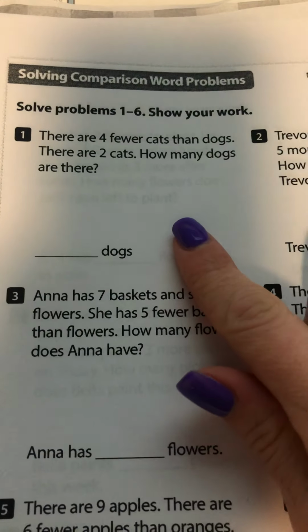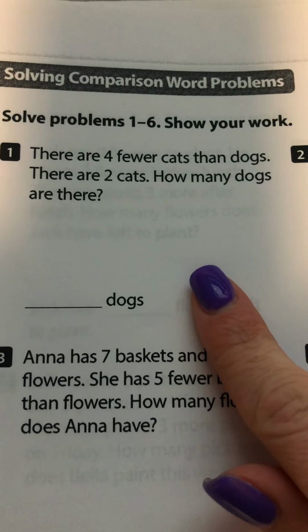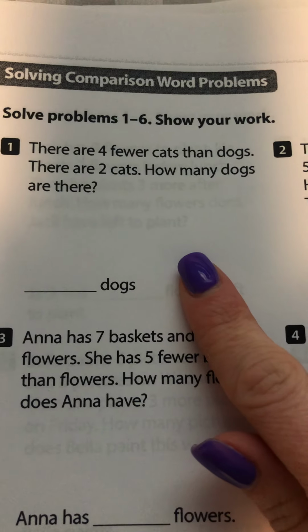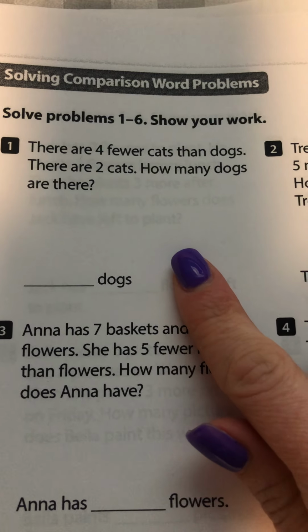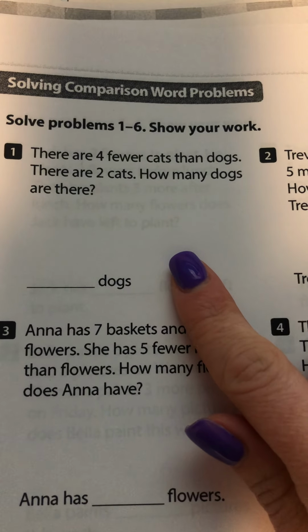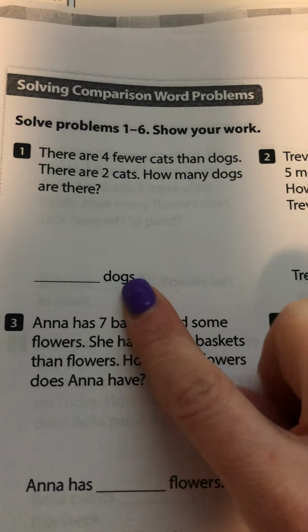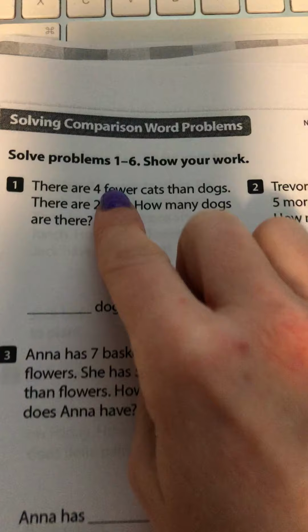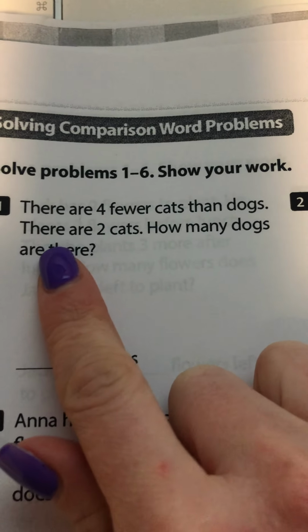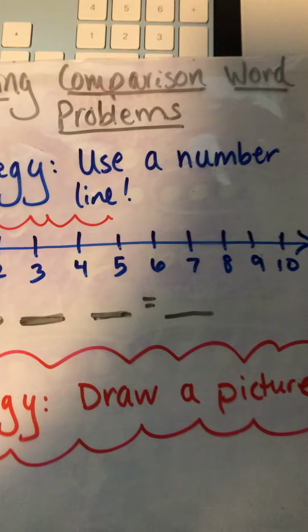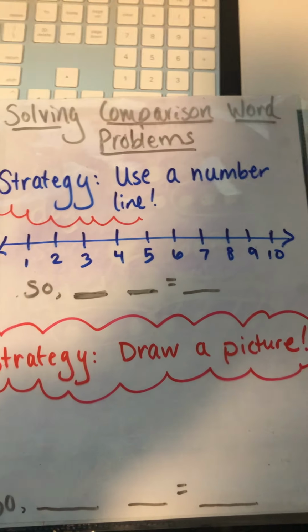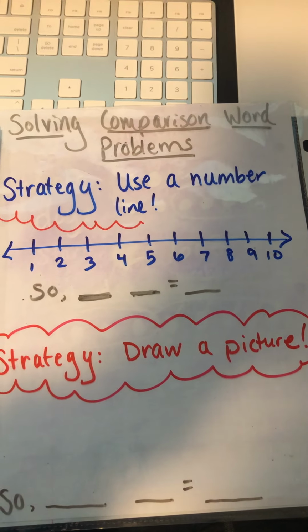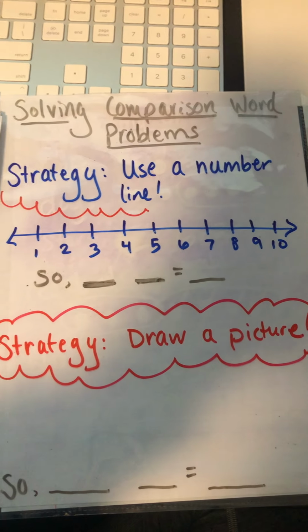So let's look at our number 1 together. The question says there are 4 fewer cats than dogs. There are 2 cats. How many dogs are there? So we have to solve and find how many dogs there are. So let's look at the information we do know. There are 2 cats. So if you draw a number line on a scrap piece of paper, just like I did, numbers 1 through 10, just to make it simple.